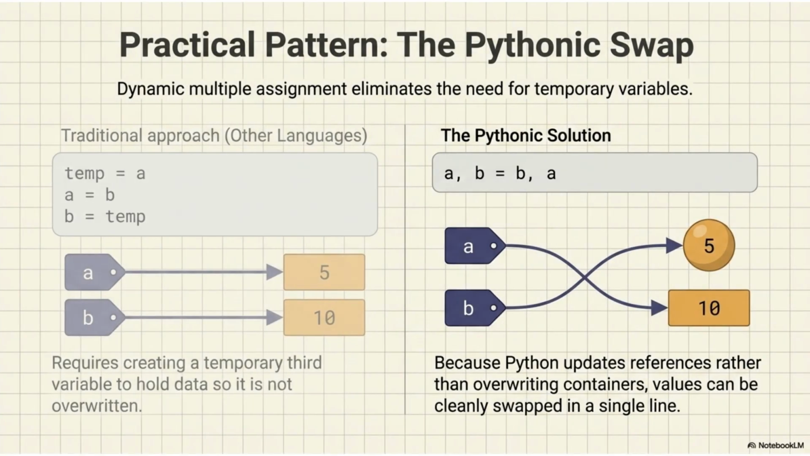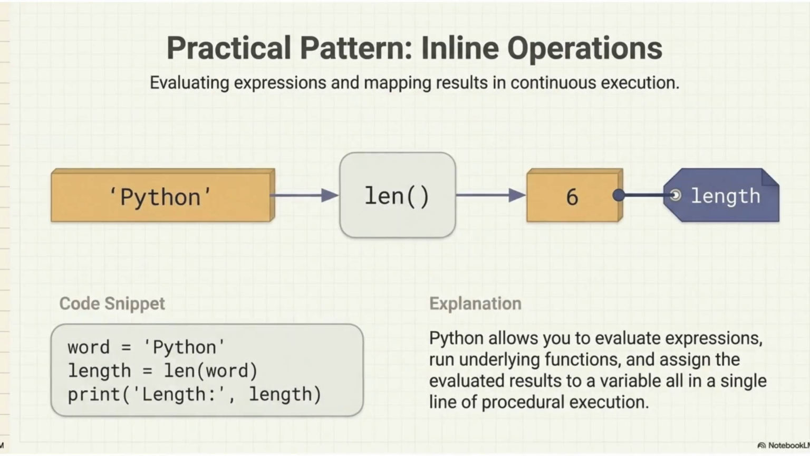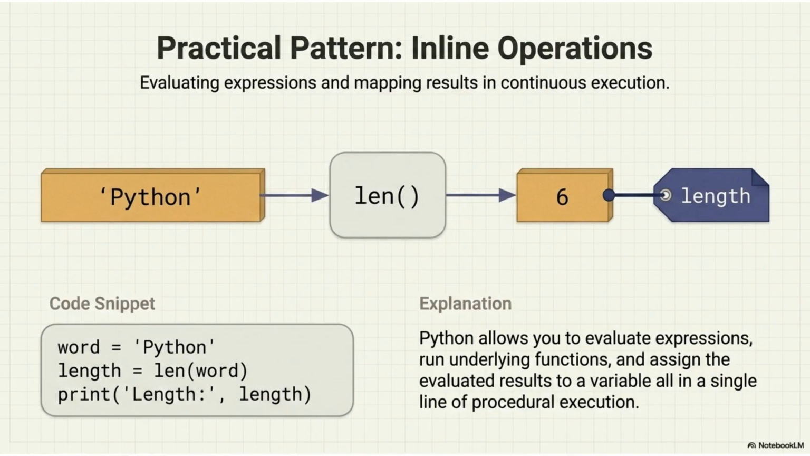A very handy pattern is the Pythonic swap. Because Python manages references, you can swap the values of two variables in a single line without needing a temporary variable. Python also allows for inline operations. You can call functions, like calculating the length of a string, and assign that result to a variable, all in one efficient step.